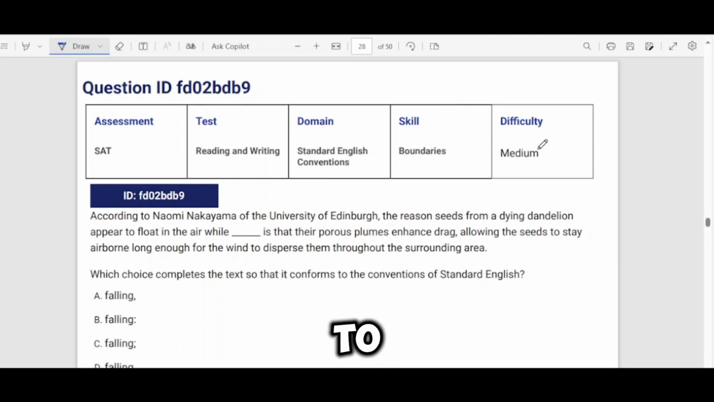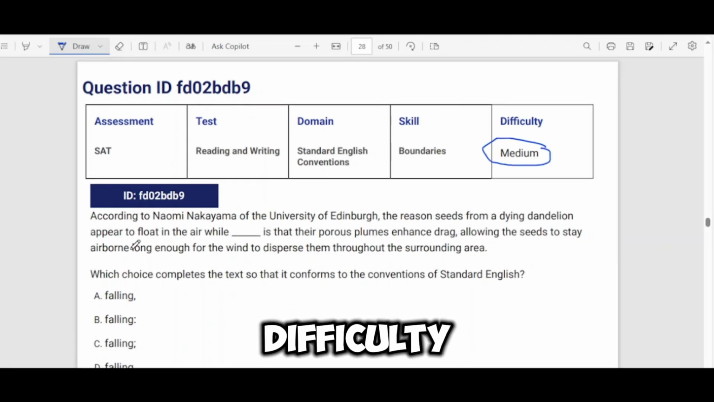Alright, so moving on to the next question, which is of medium difficulty. According to Nomi Nakayama of the University of Edinburgh, the reason seeds from a dying dandelion appear to float in the air while falling.